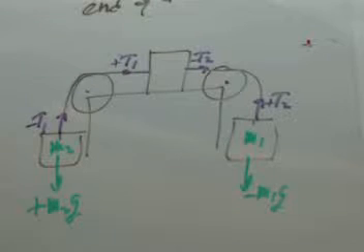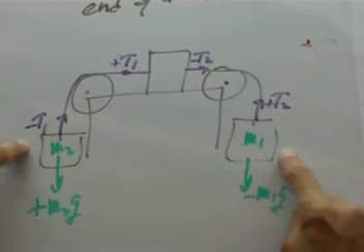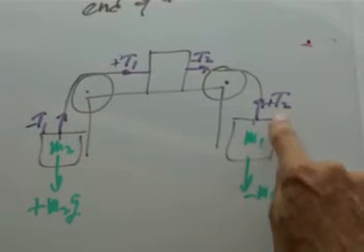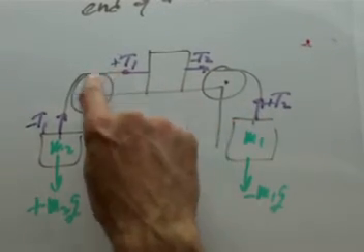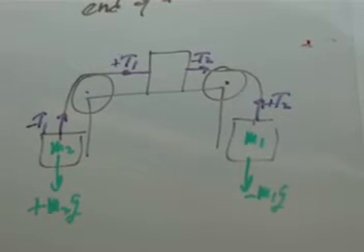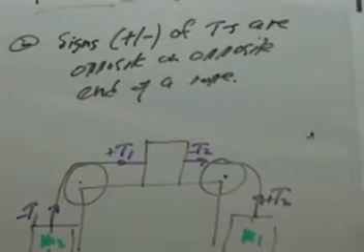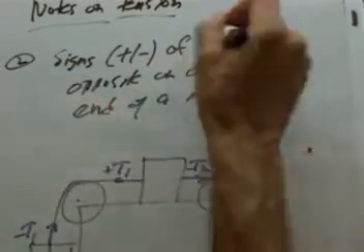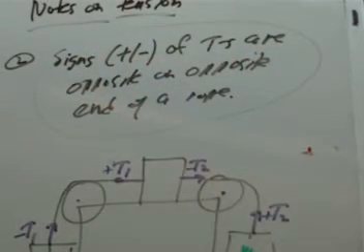So the sign convention is nice and consistent throughout. If something's moving in a negative direction, this is moving down, this is moving up, and this is moving to the right. Likewise for the positive direction: this one would be moving up, this one would be moving to the left, and that one would be moving down. That's the way the sign conventions work out. But just keep in mind, whenever you label the tensions, tensions on opposite ends of the rope must have opposite signs for a nice consistent sign convention.